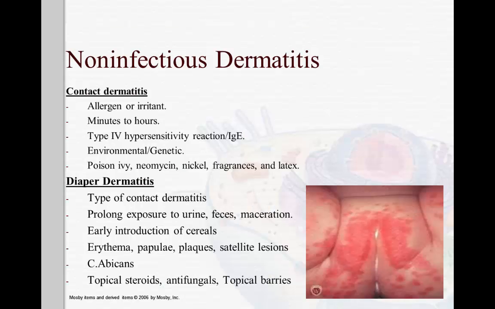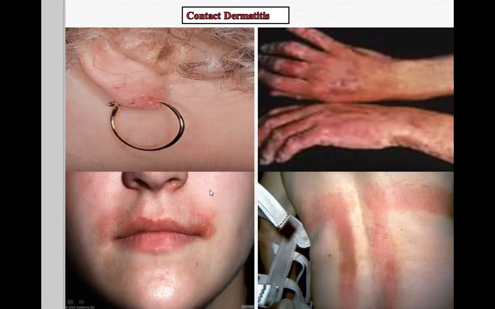If we go back here, diaper dermatitis is also a type of contact dermatitis due to a prolonged exposure of urine and feces, producing a maceration. Okay, that could obtain a superimposed infection, candida, and you could see this redness of the skin with satellite lesions produced by Candida albicans.